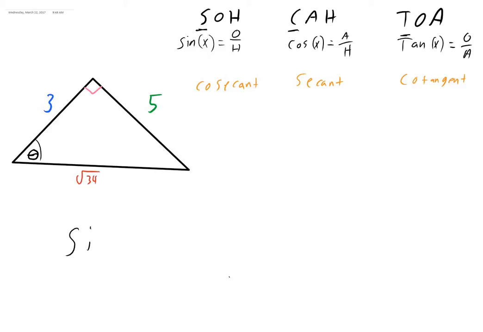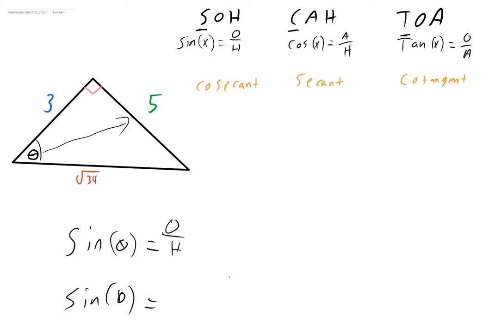So sine of theta, in this case, is going to be opposite over hypotenuse, which means that sine of theta, in this case, opposite, which is right across, is going to be our 5 over our hypotenuse, which is root 34. All right. Sine of theta in this case is 5 over root 34.